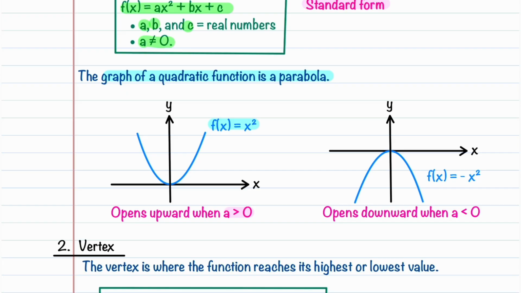If we have a function f of x is equal to minus x squared, it's going to be the opposite. The parabola is going to open downward because our a, in this case, is negative 1, and it's less than 0.